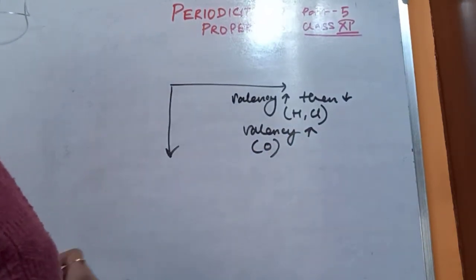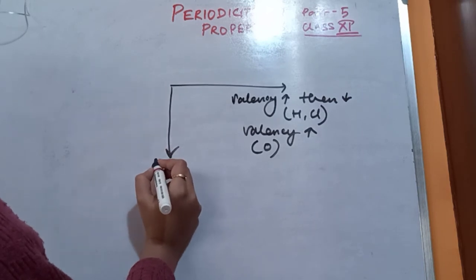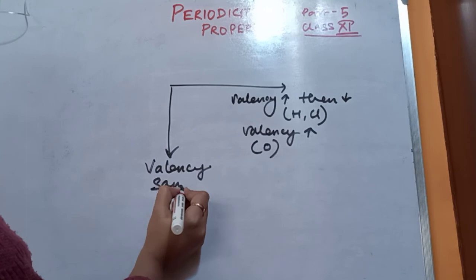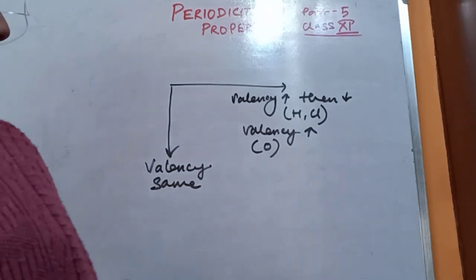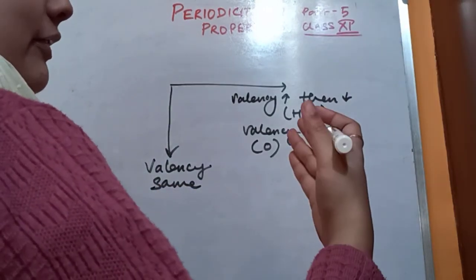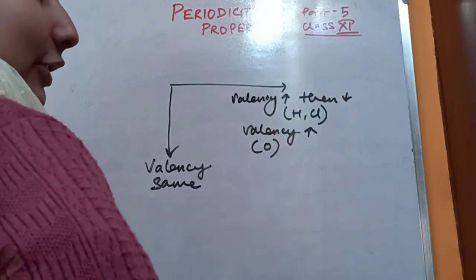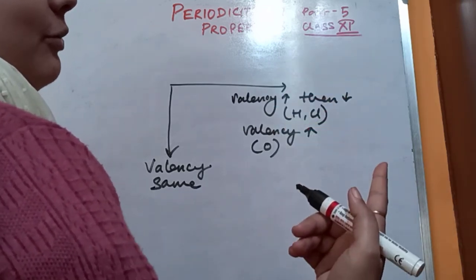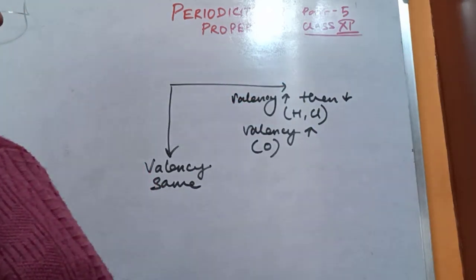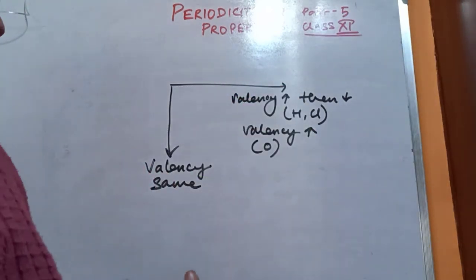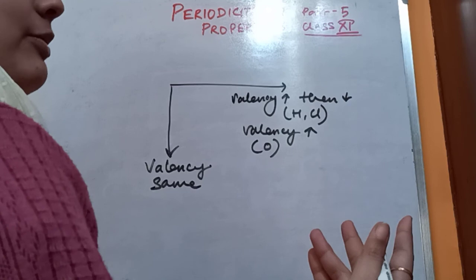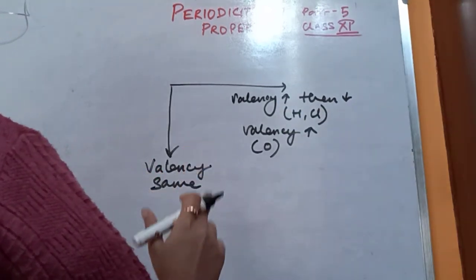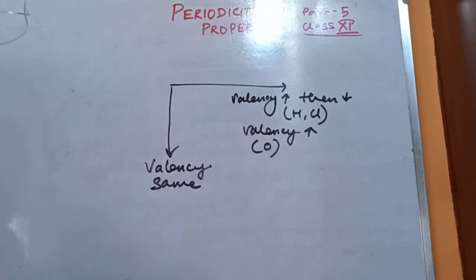And down a group, we all know that all the elements down a group will have the same valency. Group 1 elements all have one outermost electron, so all of them will have a valency of 1. Group 2 elements all have two outermost electrons, so all of them will have the same valency. So down the group, valency remains the same.